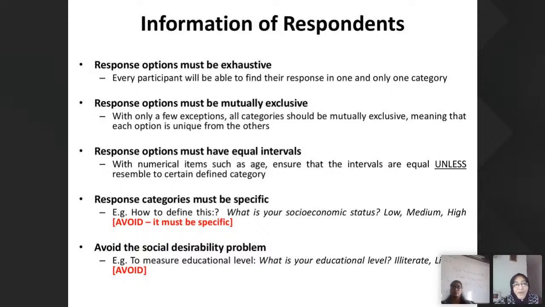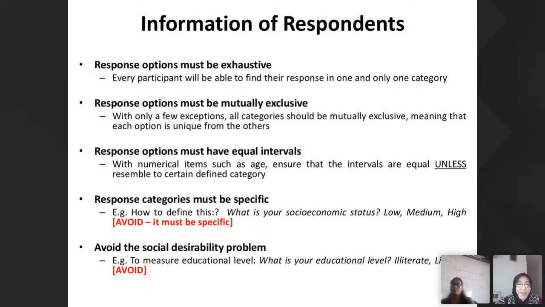But we have to bear in mind that when we want to take some information from the respondents, that information is going to be our independent variables. These are variables that we're going to use extensively in our statistical analysis to answer our research objective and research question. So when we are giving response options to the respondents, it must be very exhaustive.